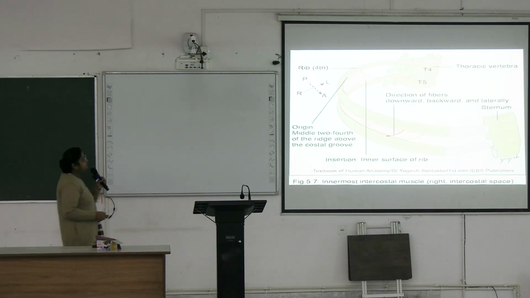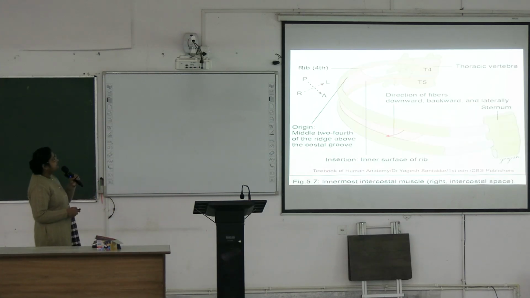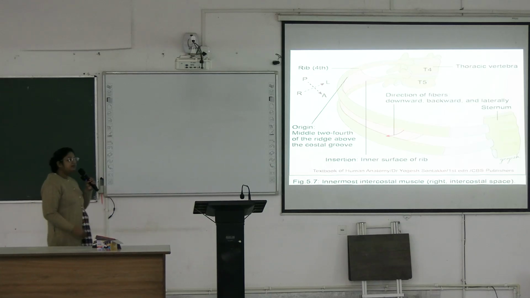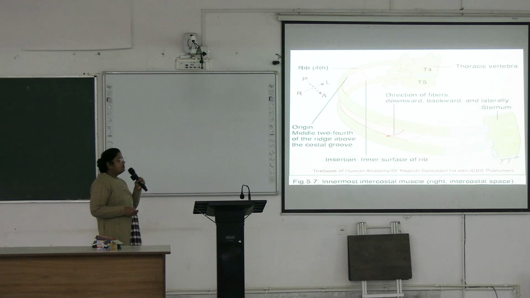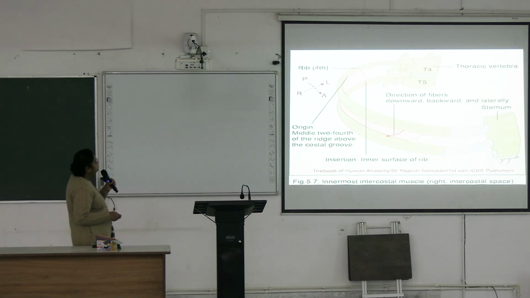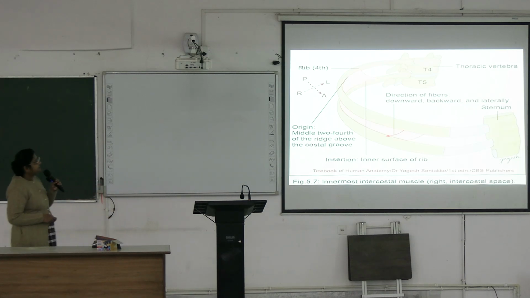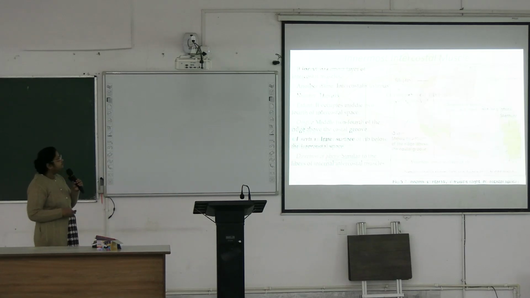Next, we are going to the innermost intercostal. Okay, it is present only in the middle two-fourths. Anteriorly, it is absent. Posteriorly, it is also absent. And fiber direction is the same as the internal intercostal, downward, backward, and laterally. Origin is from the middle two-fourths of the ridge above the costal groove. Insertion into the inner surface of the rib.